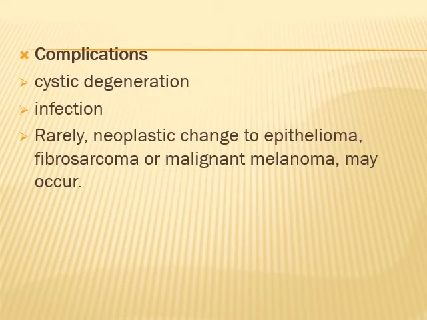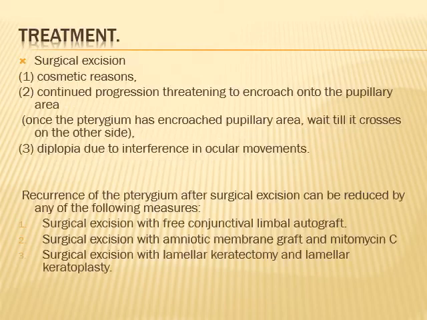Now, what are the complications of pterygium? If the pterygium is untreated, or if it progresses, there can be cystic degeneration, or there can be infection, and rarely there can be a neoplastic change, and epithelioma, fibrosarcoma, or malignant melanoma may occur. Treatment. If the patient has fewer complaints, then you can opt for lubricating eye drops, and that's it. But what are the indications of surgery of pterygium?